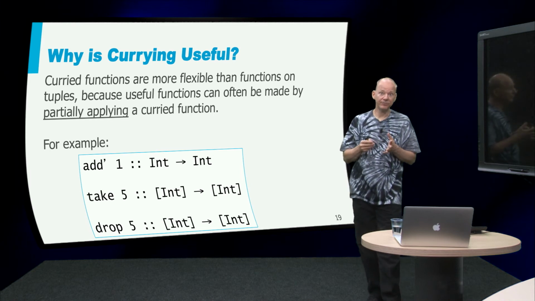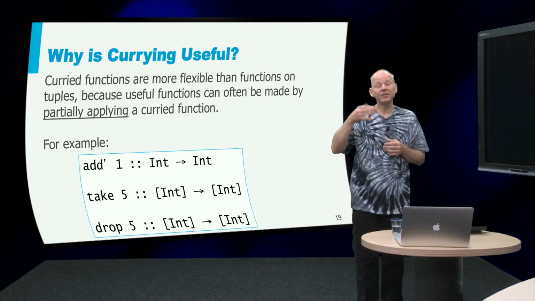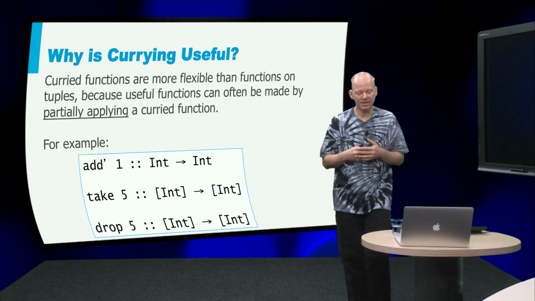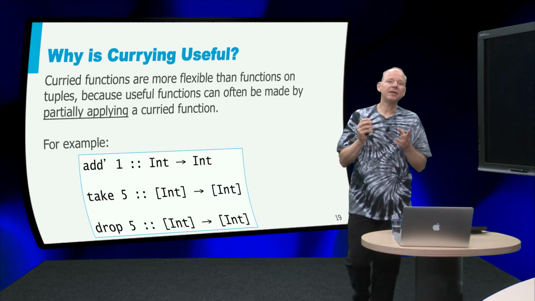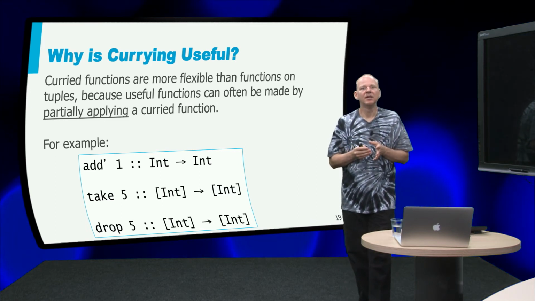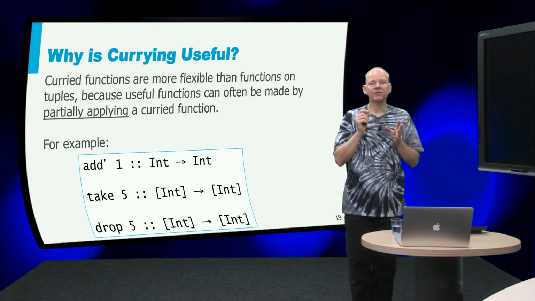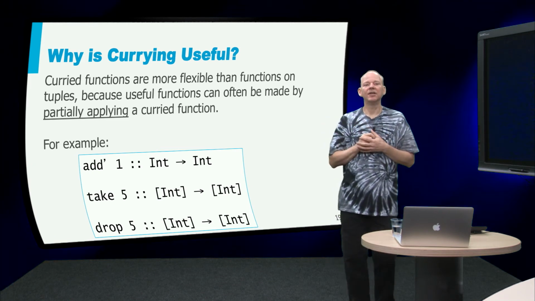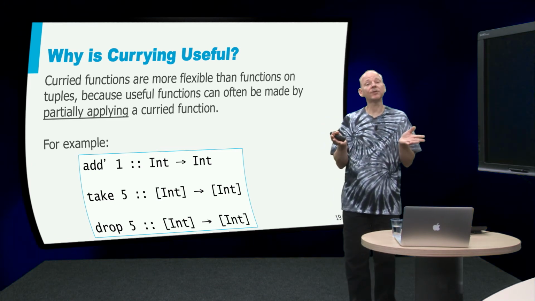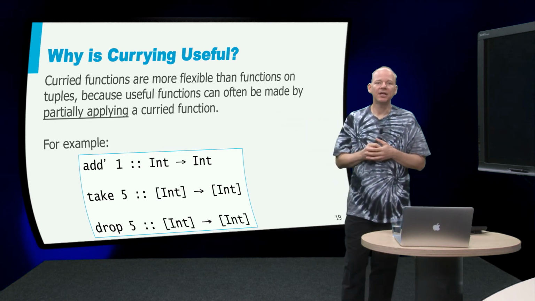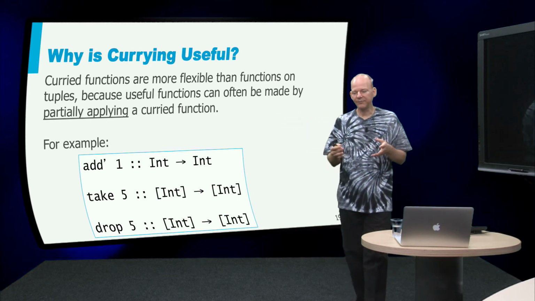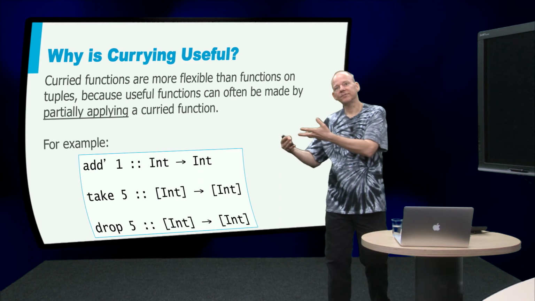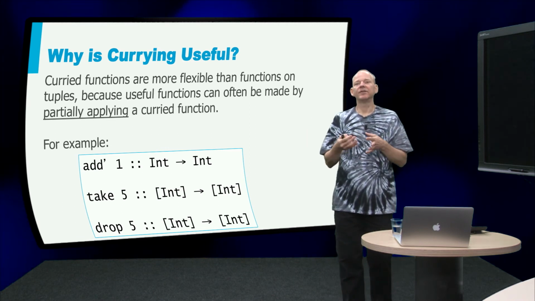For example, if we have this function add prime that was defined in a curried way, we can define a function that increments a value with 1 by partially applying add prime to 1. So if we look at the type there, add prime 1 is a function that takes an integer and returns another integer. When we talk about lists in a future lecture, we will see that there are many functions that transform lists into other lists, and most of these functions are also defined in a curried form.